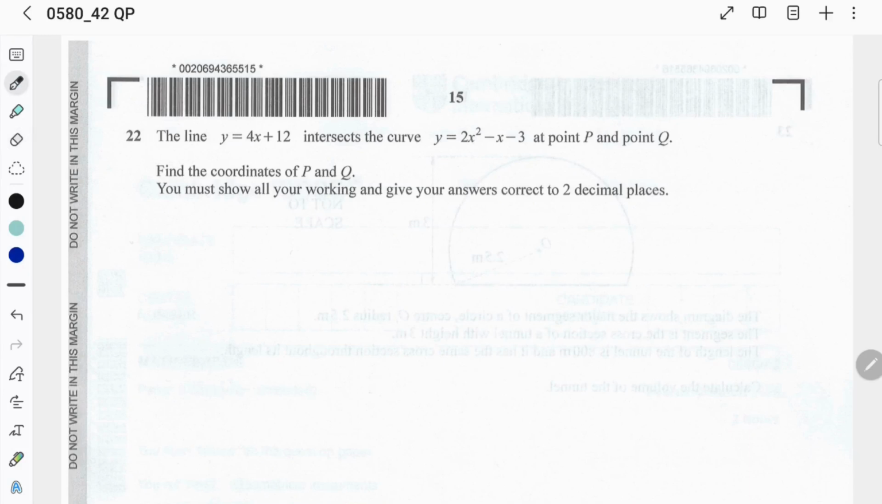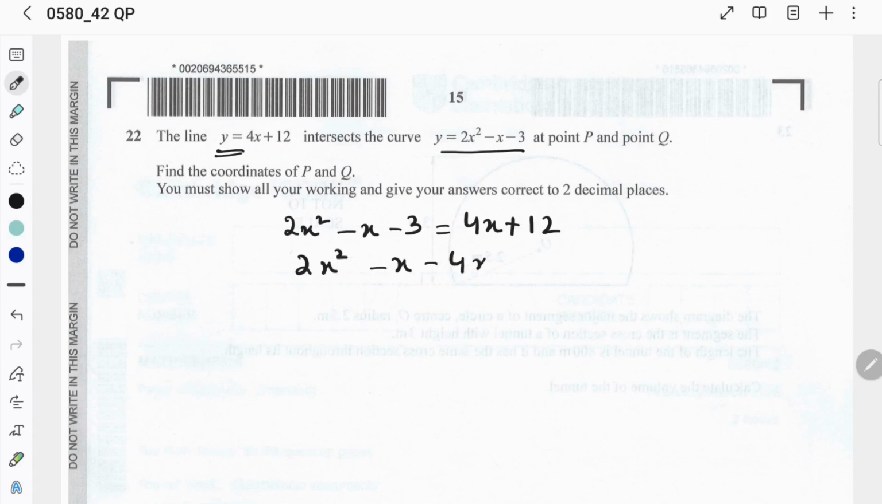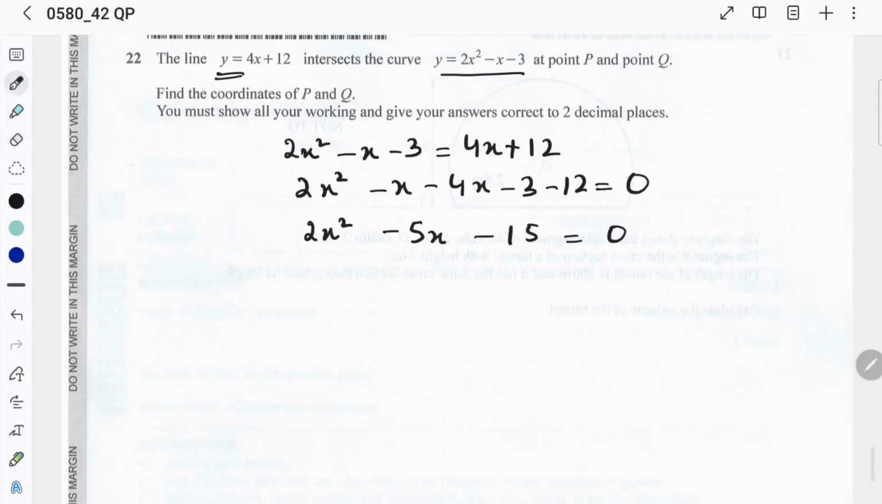So both are y, you can make them equal. So 2x square minus x minus 3, that is y, and it is also y. So we can write down 4x plus 12. So write down 2x square minus x minus 4x minus 3 minus 12 equals 0, because whenever it is equal to 0, we can either factorize or use the quadratic formula to find the answer. So 2x square minus 5x minus 15 equals 0. There is nothing common, so we'll have to use the quadratic formula. If the factorization is not possible, I'm using the quadratic formula here.